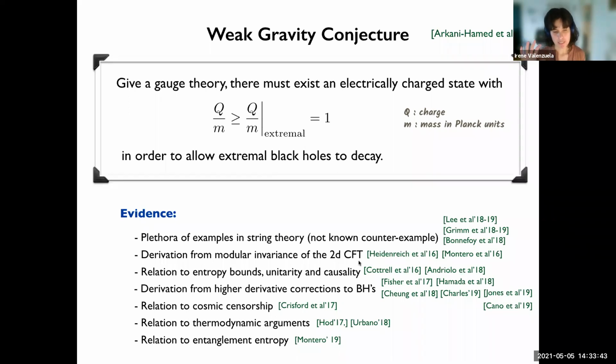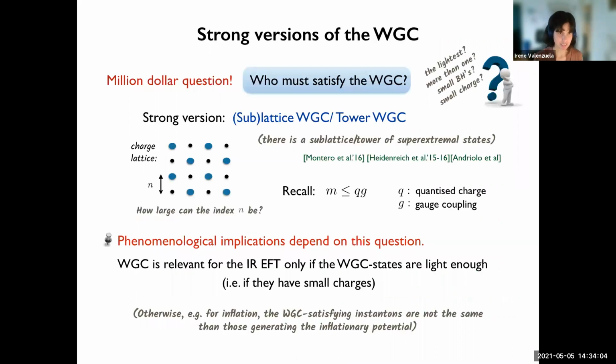So I would say that the main open question here is about what states satisfy this. Is it enough to have small black holes such that the higher derivative corrections deviate from the extremality bound, so that the charge to mass ratio is bigger, or is it about light states, or what's going on? And this is like the $1 million question. So who must satisfy the gravity conjecture?